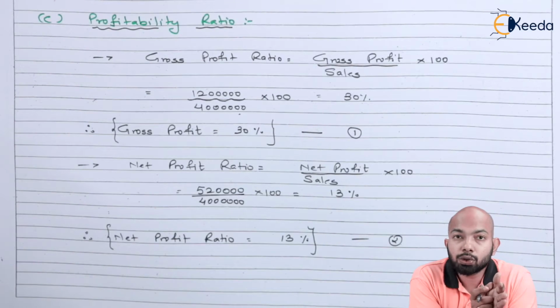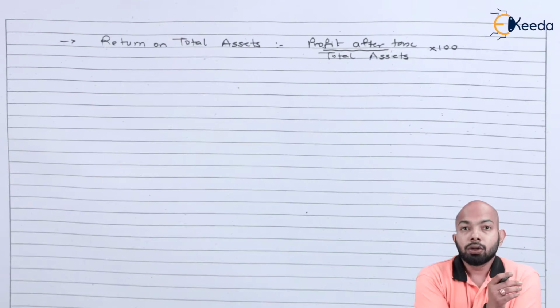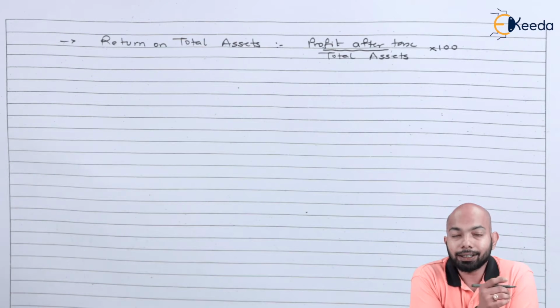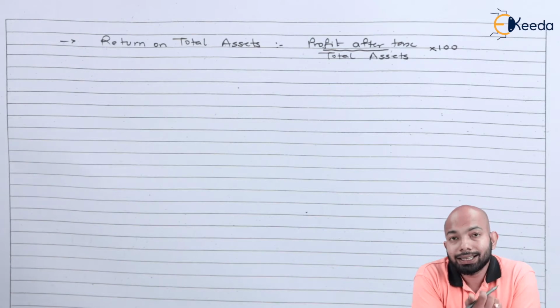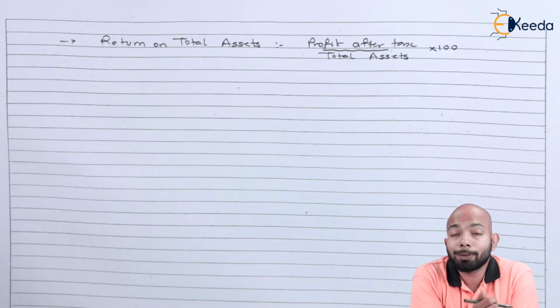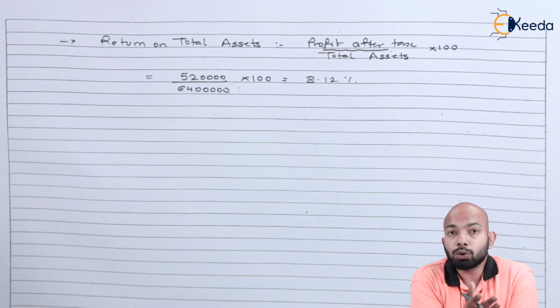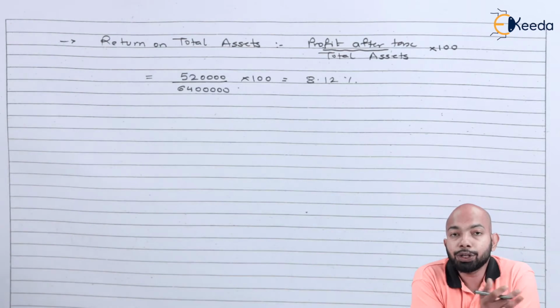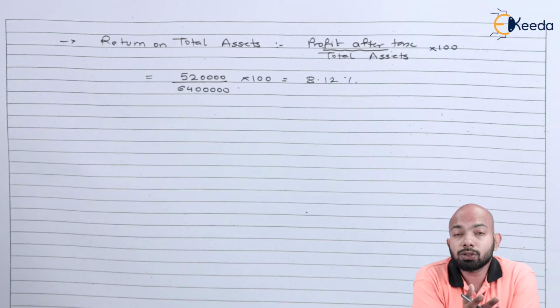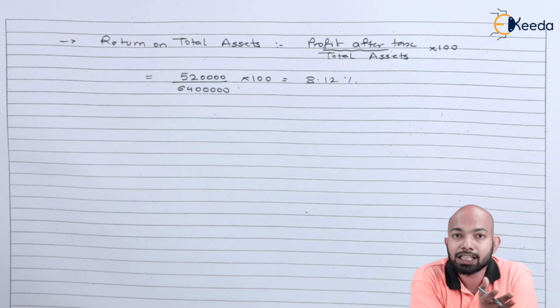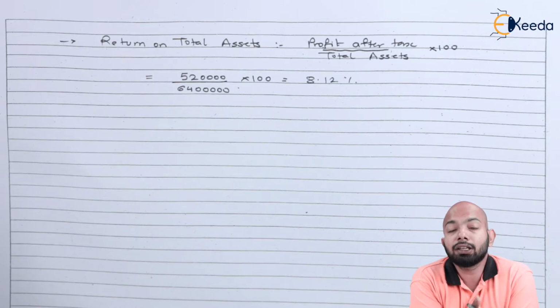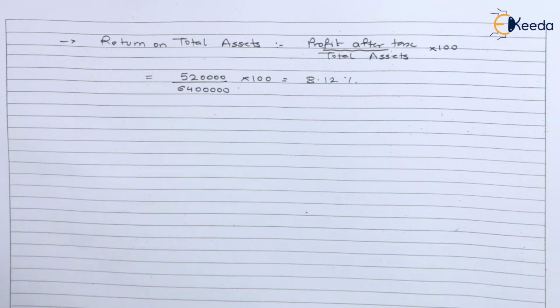Let's check what other ratios we have under the profitability sector. The next ratio that we'll be covering is return on total assets. The formula for that is profit after tax upon total assets into 100. We have both of these values with us. Let's replace them and figure out the percentage. So the return on total assets, the answer is 8.12%. 5,20,000 being the profit after tax and total assets being 64 lakh for the year 2008 taken into consideration, that gives you a value of 8.12%.